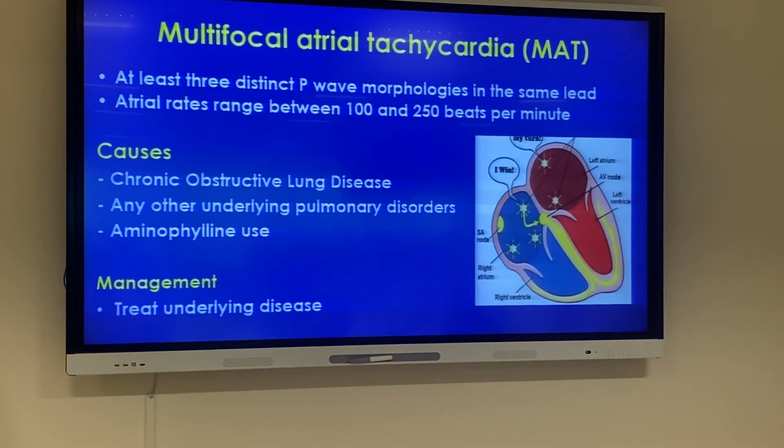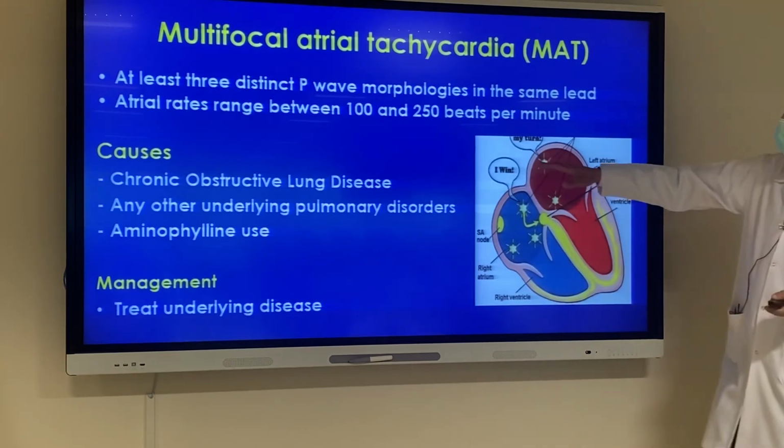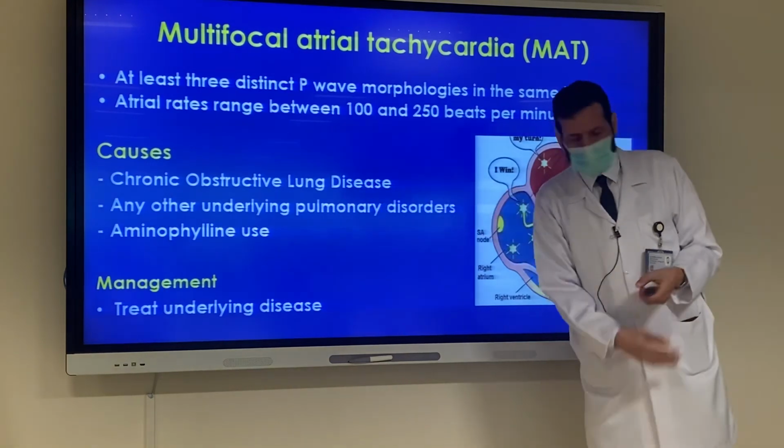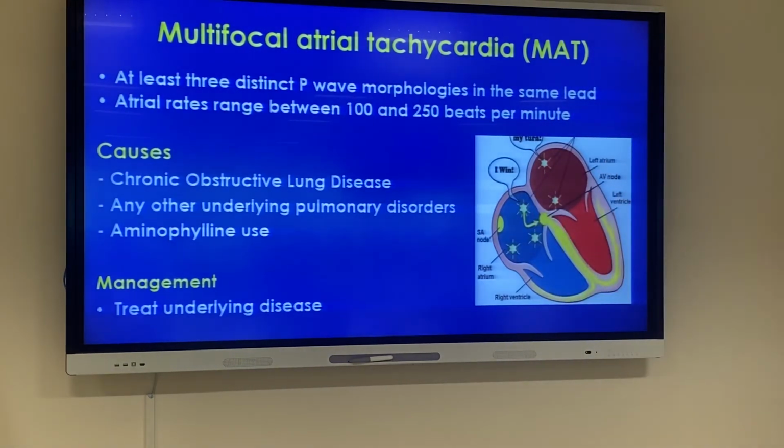Which lead should we focus on? The rhythm lead, lead 2. Then we look at other leads, but lead 2 is the most important for looking at these things. It can happen with COPD, aminophylline use, sometimes any underlying cardiopulmonary disease. Treat the underlying disease, and they will improve.